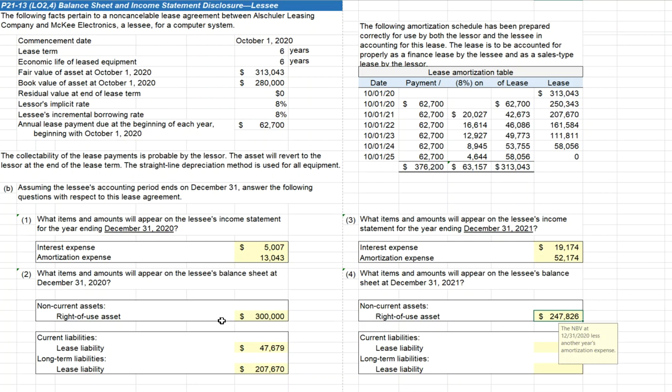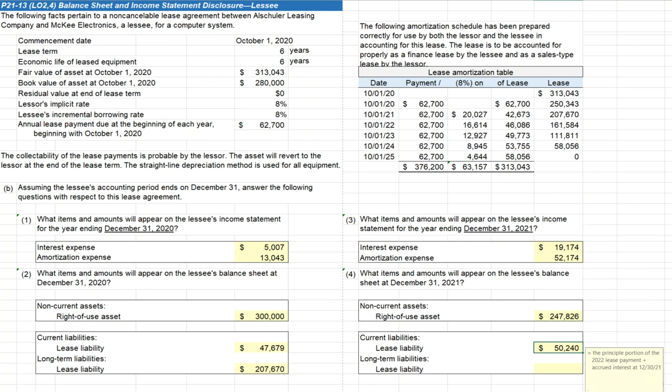$247,862. That is the prior year's balance of $300,000 minus the current amortization expense, or it's our initial right of use asset minus all of the amortization expense to date. Both give us the same $247,826. Our current lease liability is the principal portion of our 2022 lease payment, which is the $46,086 plus our accrued interest.